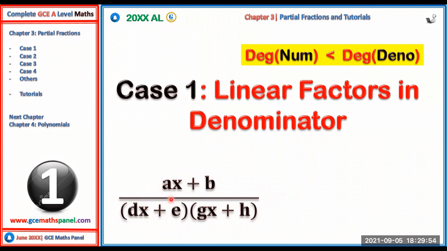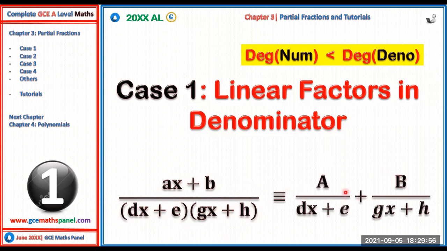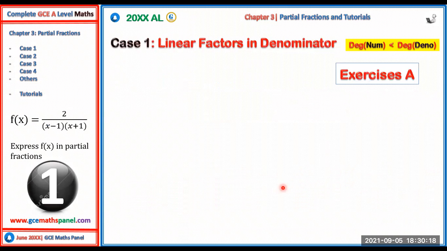A constant over the first factor, that is capital A. Now in this case, this capital A is different from the small a, plus a constant over the second factor. So to express this in partial fractions with linear factors in the denominator, we have a constant over the first factor plus a constant over the second factor. Take note of this. Let's take an example.